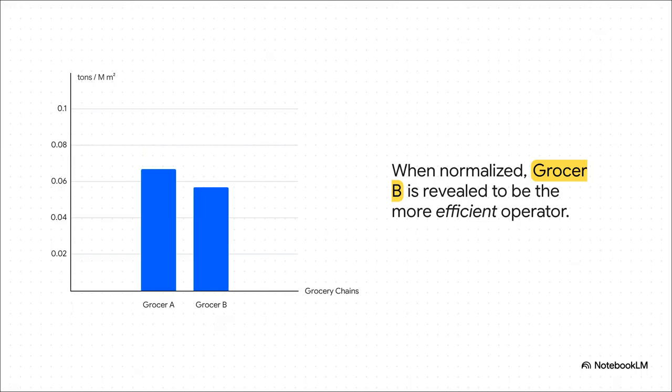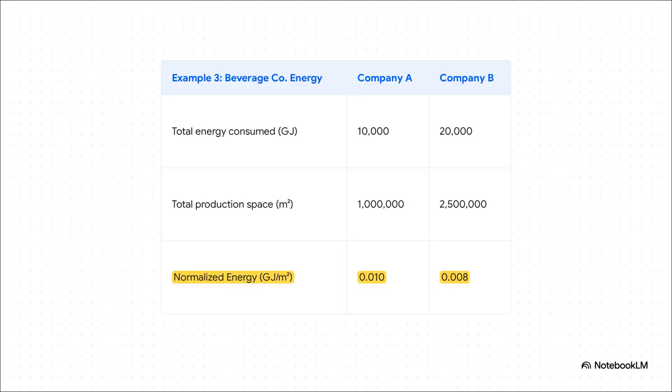Grocer B, the company with the higher absolute emissions, is actually the more efficient one. It only emits 0.057 tons for every million square meters, while Grocer A is at 0.067. So the bigger company looked worse at first, but normalization shows it's the operational leader. And analysts might now see Grocer B in a much better light, as a company with stronger management and lower climate risk. And here's another great example.